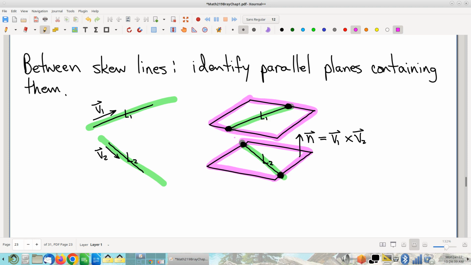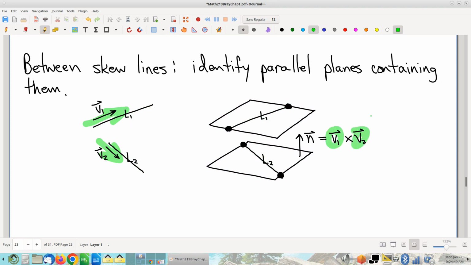Now, how do I know that's true? Well, the neat trick to make that realization is to just take the 2 direction vectors for the original 2 lines and just cross them. When you cross those 2 direction vectors, the result I know is perpendicular to both of those two direction vectors. And that's going to be then the direction vector for my two planes.